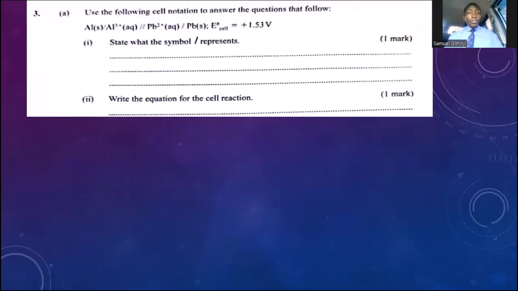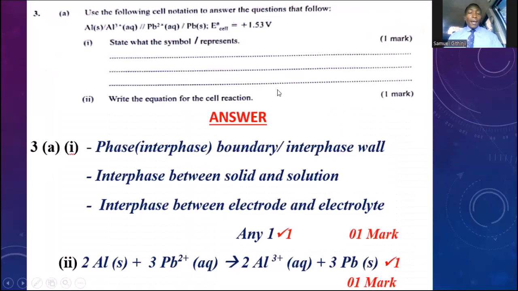We move on to question 3. Question 3, electrochemistry. You're given this cell representation there: the aluminium and lead half cell, the electrochemical cell. You're also given the EMF there. So the student is expected to state the meaning of this symbol, the single slash there, this one. Okay. Then write the cell equation for this one. So there are the answers.